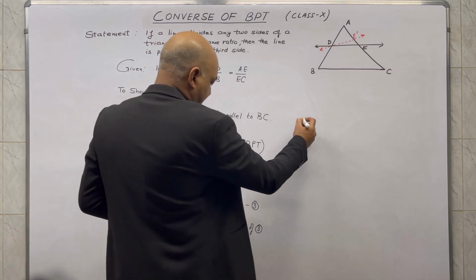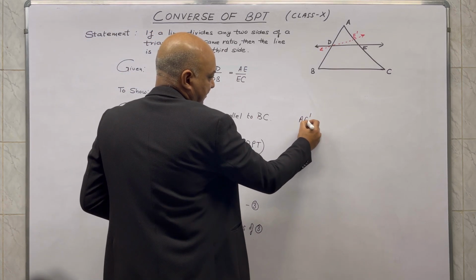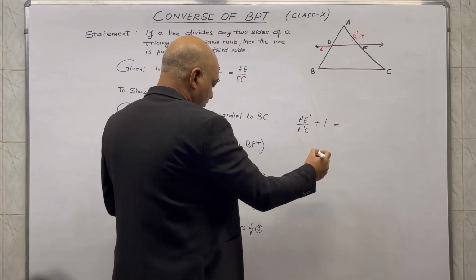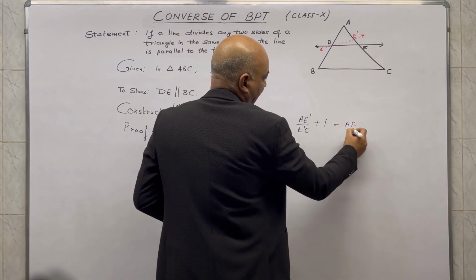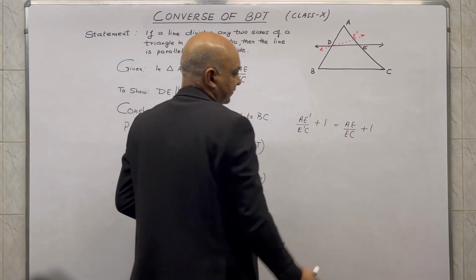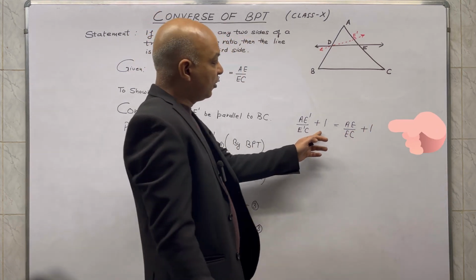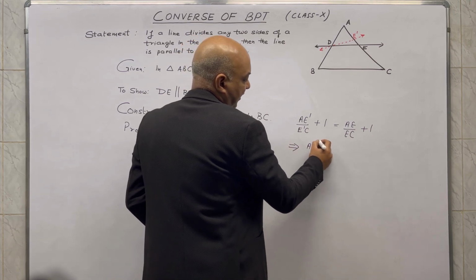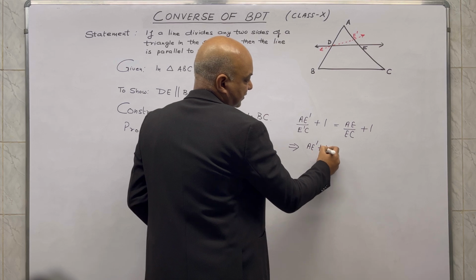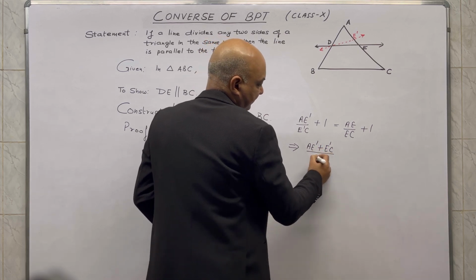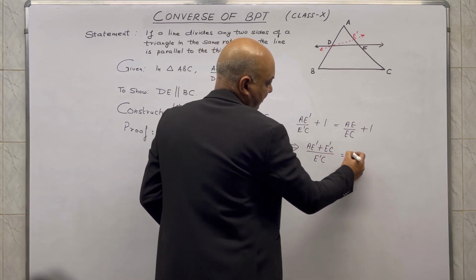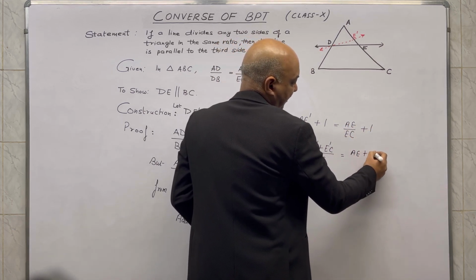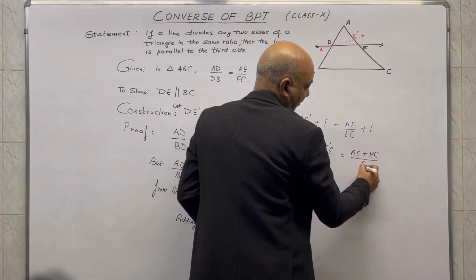So what I will get is AE dash upon E dash C plus 1 is equal to AE upon EC plus 1. Now if I solve by taking LCM, I will get AE dash plus E dash C upon E dash C is equal to AE plus EC upon EC.